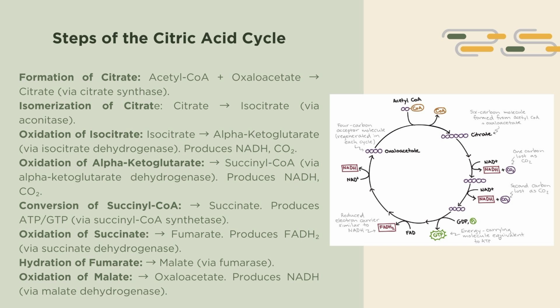Step 6. Oxidation of succinate. Succinate is oxidized to fumarate producing FADH2 catalyzed by succinate dehydrogenase. Step 7. Hydration of fumarate. Fumarate is hydrated to form malate catalyzed by fumarase. Step 8. Oxidation of malate. Malate is oxidized to regenerate oxaloacetate producing NADH catalyzed by malate dehydrogenase. The cycle then repeats with another acetyl-CoA.